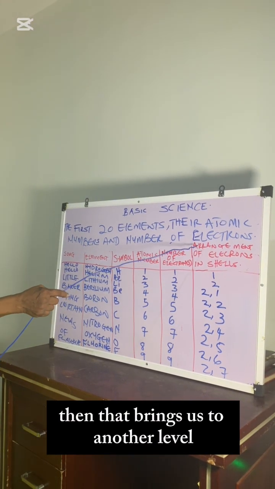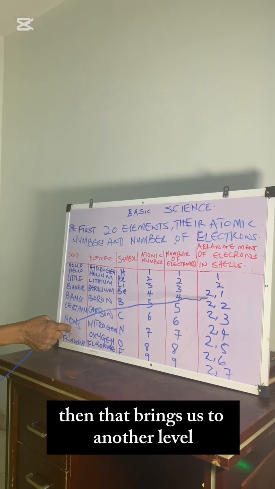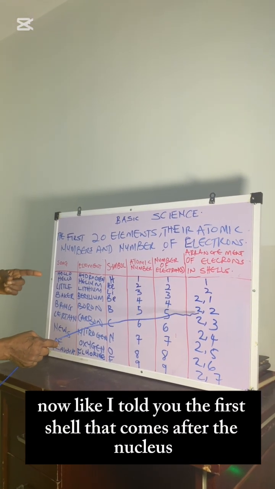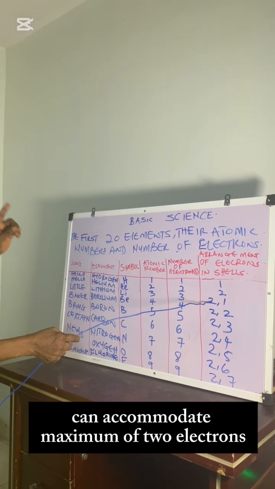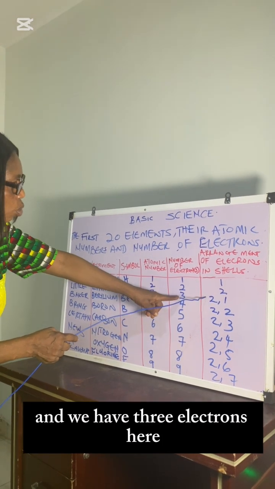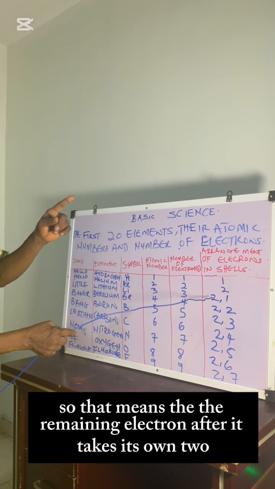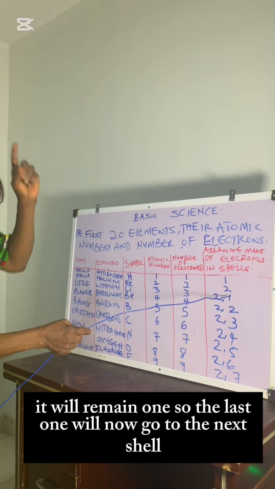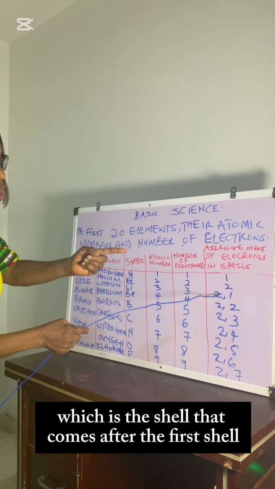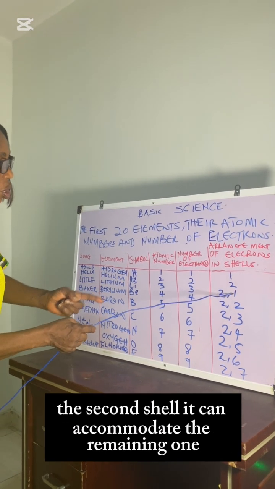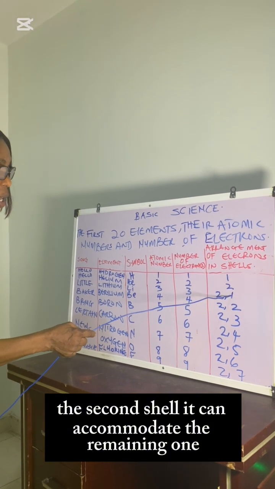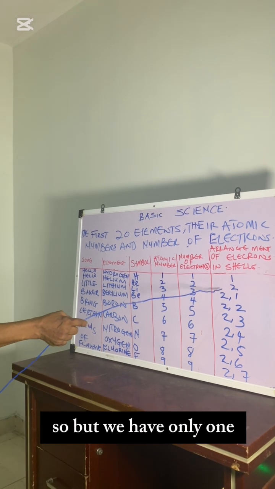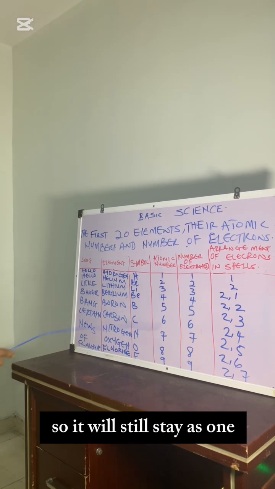Then that brings us to another level. Now, like I told you, the first shell that comes after the nucleus can accommodate a maximum of 2 electrons, and we have 3 electrons here. So after it takes its own 2, 1 electron will remain. The last one will go to the next shell, the second shell, which can accommodate the remaining 1. This second shell can accommodate a maximum of 8 electrons, but we have only 1, so it will stay as 1.